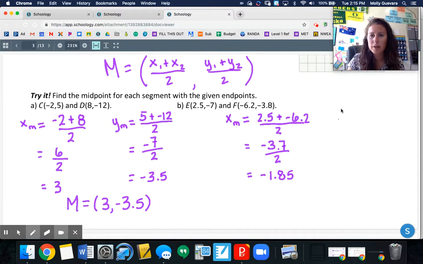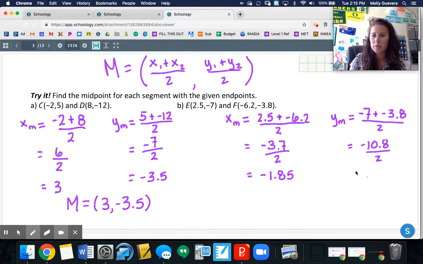And it's okay to get decimals. Then the y-coordinate, ym, is my first y, which is -7, plus my second y, which is -3.8, all over 2. When I add those together, I get -10.8 over 2. And if I divide that in my calculator, I get -5.4. So this tells me that the midpoint of line EF has an x-coordinate of -1.85 and a y-coordinate of -5.4.